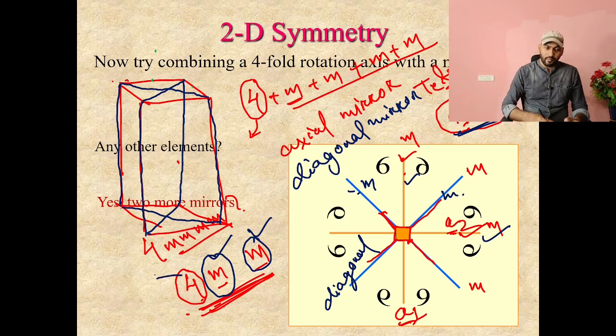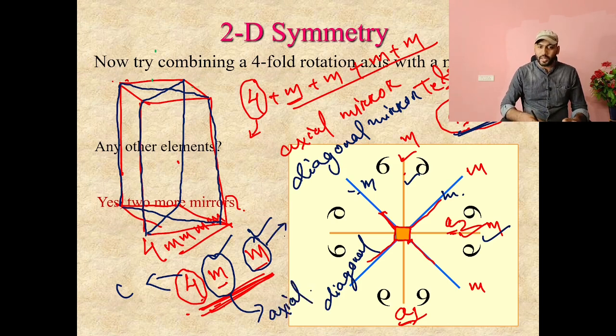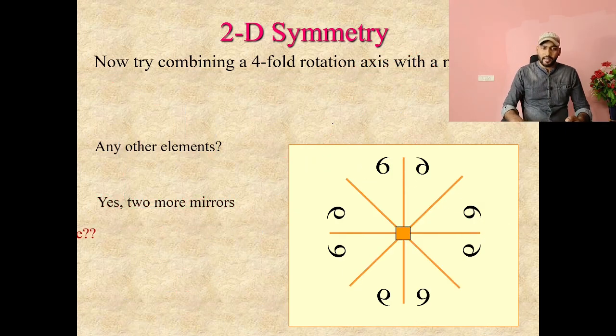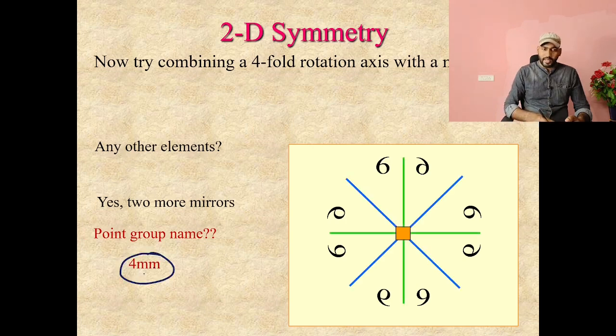So one fourfold axis, which is the vertical axis or C axis, one mirror plane, which is the axial mirror plane, and one mirror plane, which is the diagonal mirror plane. The final point group name will be 4mm. The first m represents the crystallographic mirror, the second m represents the diagonal mirror planes.